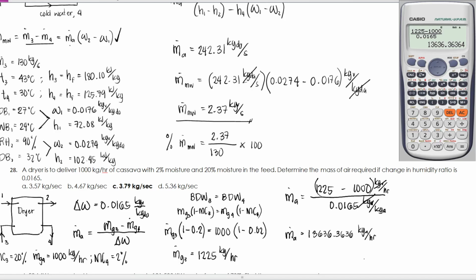So, ang ating nasa choices is naka per second. So, divide lang natin ng 3,600. So, that will be approximately 3.79 kilograms of dry air per second. So, this is the amount of dry air na ginagamit for this line, which is letter C.